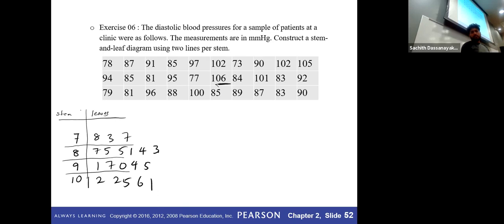183, 92, 79, 81, 96, 96, rightmost digit, 88, 100, which means 0, 85, 89, 87, 83, 90. Okay. Now what?